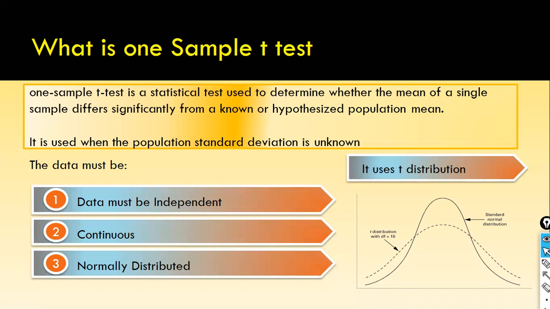In the case of t distribution, we consider something called degrees of freedom. Okay, the minimum sample size should be 30. In that kind of situation also, we conduct the t-test. These are the prerequisites that need to be met. Data must be independent, continuous, normally distributed, and so on.